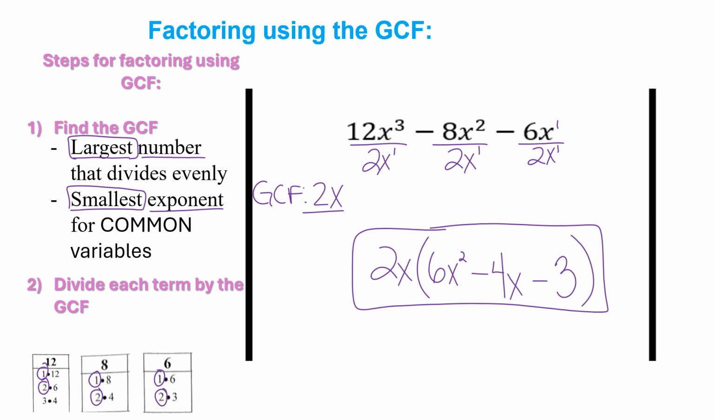So I can check my answer here by distributing that 2x. So 2x times 6x squared is 12x to the third. 2x times negative 4x is negative 8x squared. And 2x times negative 3 is negative 6x. And when I look at my original problem, that is what I was given. So then I know that I completely calculated that greatest common factor correctly and divided each term by that.